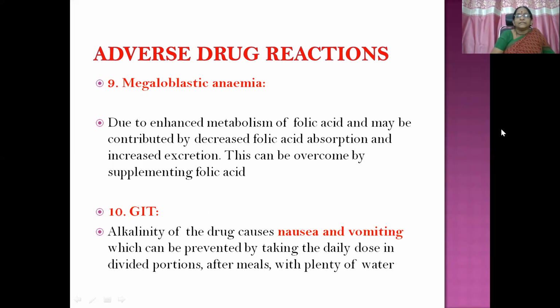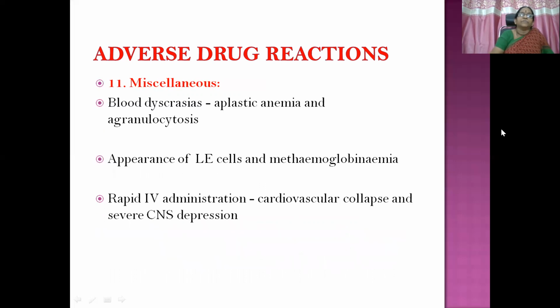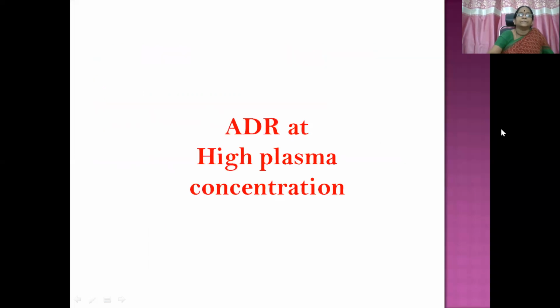So folic acid supplementation can be given for this, and GIT manifestations like nausea and vomiting, which can be prevented by taking the daily dose in divided portions or after meals, or with plenty of water. The miscellaneous effects are blood dyscrasias, aplastic anemia and agranulocytosis, appearance of LE cells and hemoglobinemia. Rapid IV administration may lead to cardiovascular collapse or severe CNS depression. This is the therapeutic concentration.